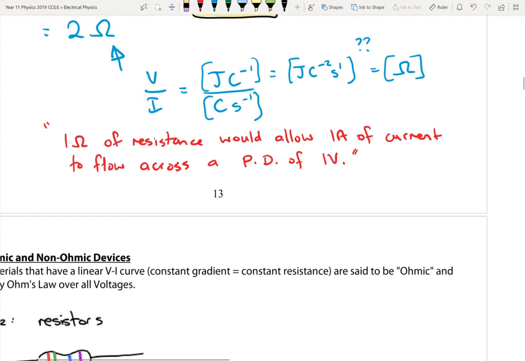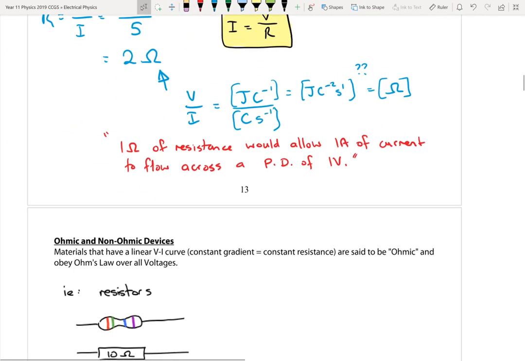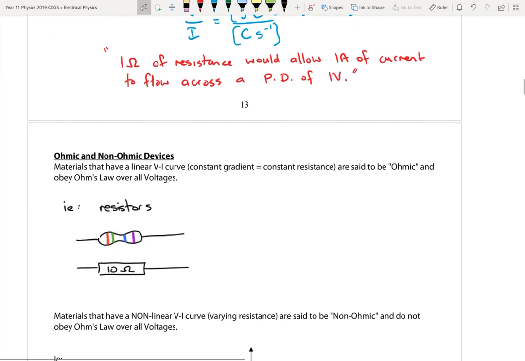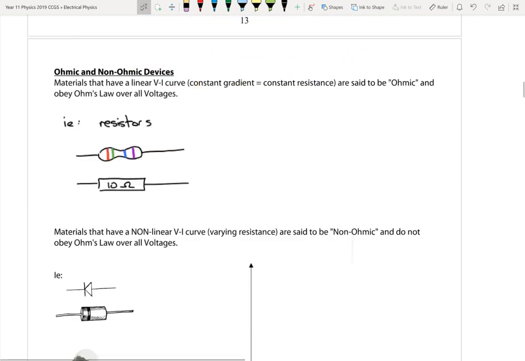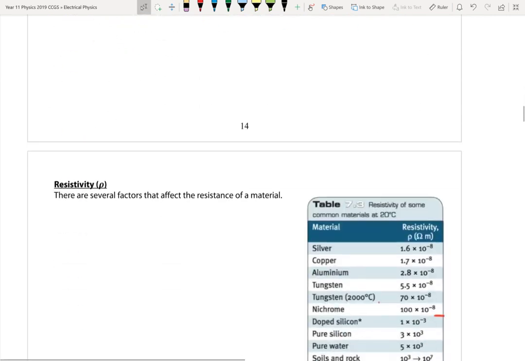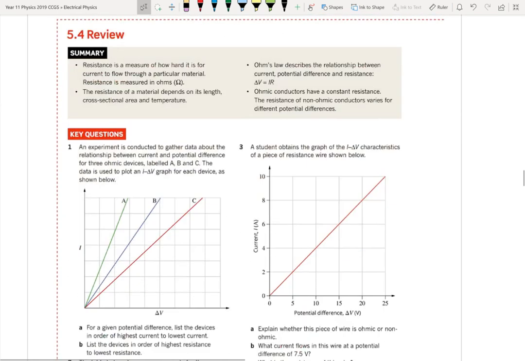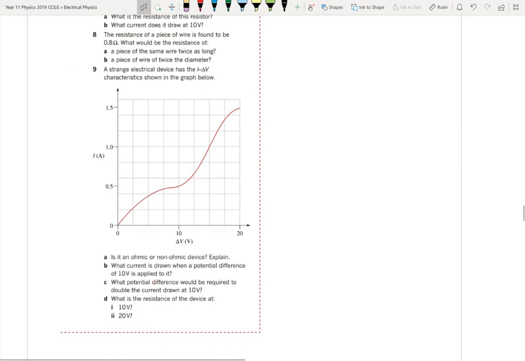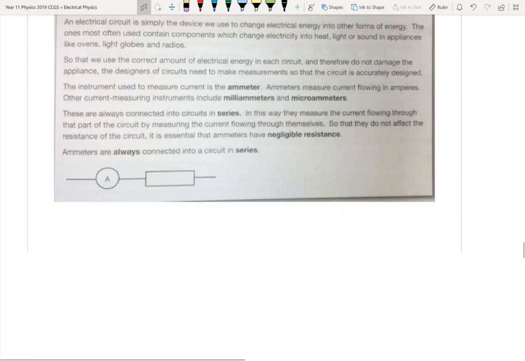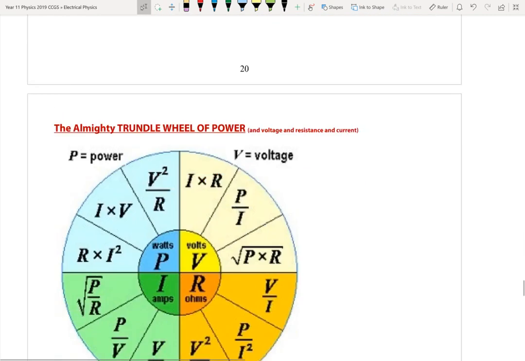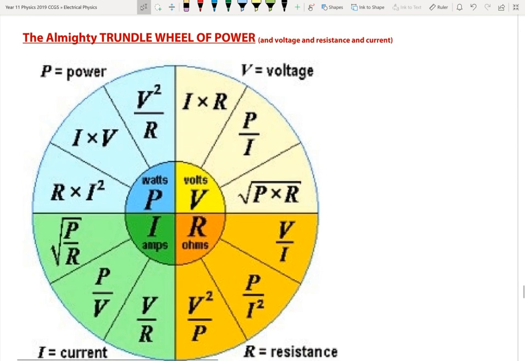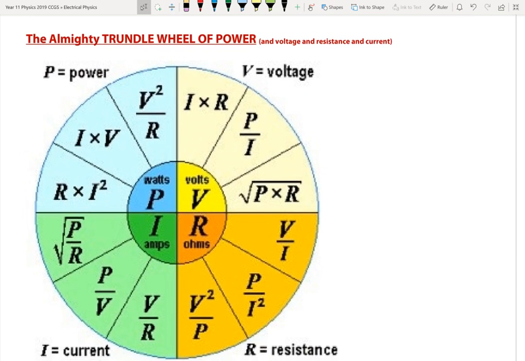Okay? Now, could I please ask you to skip this because we're going to do ohmic and non-ohmic next week. Let's skip resistivity. Skip chapter 5.4. Skip using multimeters, ammeter, voltmeter. Let's get to the almighty trundle wheel of power: voltage, current, and resistance. Okay?